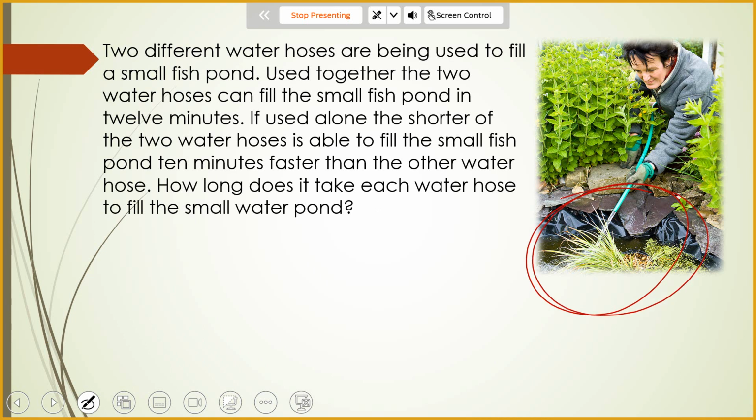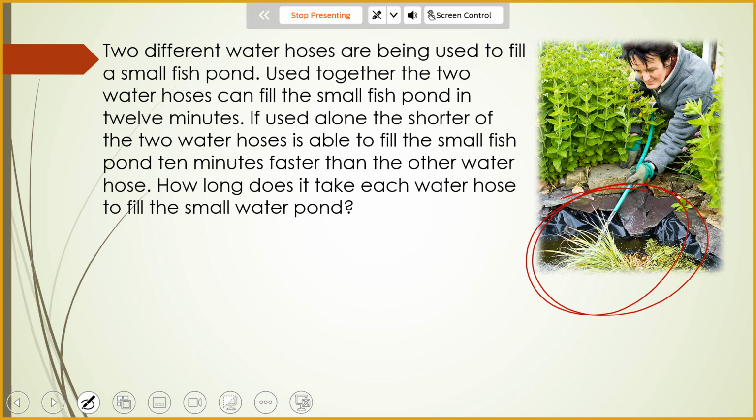Used together, the two water hoses can fill the small fish pond in 12 minutes. If only one is used, the shorter of the two water hoses is able to fill the fish pond 10 minutes faster than the other water hose. How long does it take each water hose to fill the small fish pond?